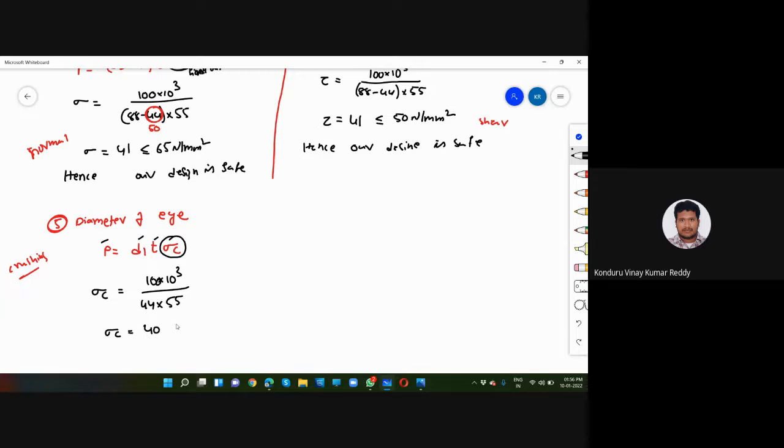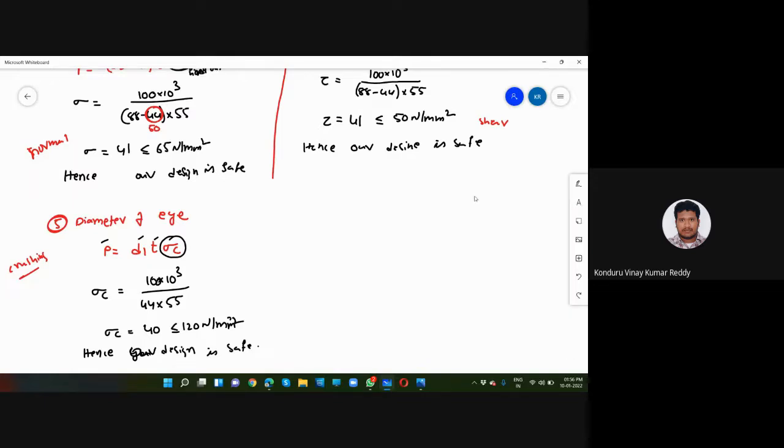40, which is less than 120 Newton per millimeter square, and hence our design is safe. Okay, these three steps, step 3, step 4, and step 5, will be represented for the eye.